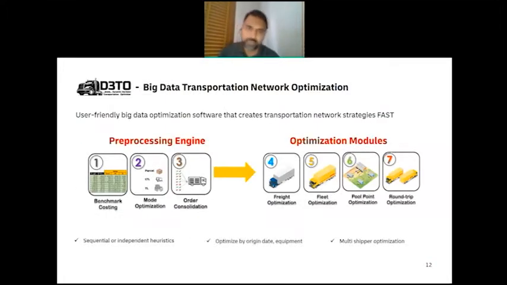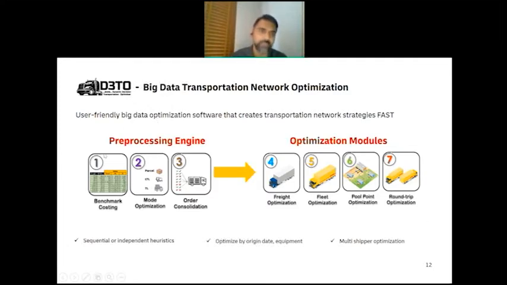Till now, I was talking about what this tool is all about, what problem we solve, and why we even did this. Now let's get into some details of what the tool does. D3TO has two main parts. One is the pre-processing engine, and the second is the optimization modules.